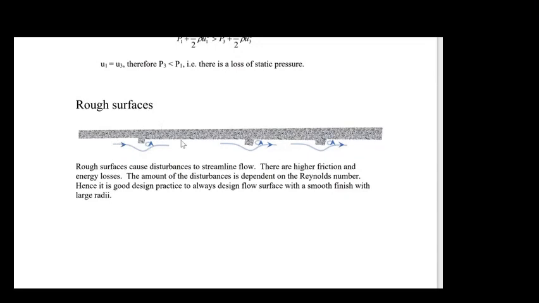The amount of disturbance is dependent on the Reynolds number. Clearly, as our Reynolds number changes, that will determine whether or not our flow is laminar or turbulent. So it's good practice, instead of having these steps, to have nice smooth surfaces, nice large radii, to maintain laminar smooth flow. So therefore we don't lose any energy associated with this turbulent flow, which would lead to losses associated with heat transfer.